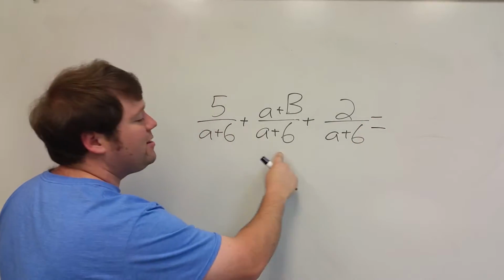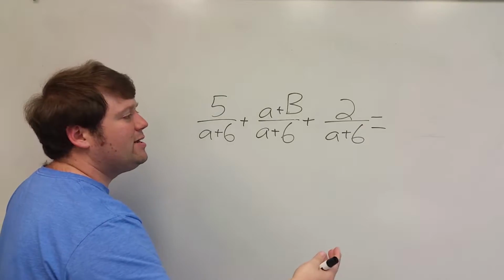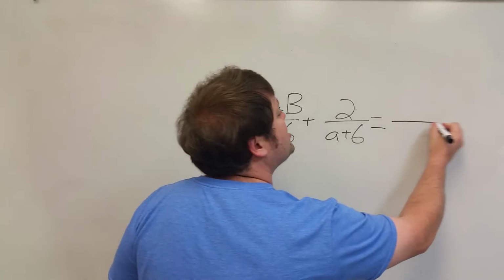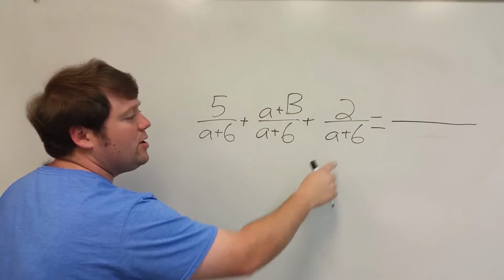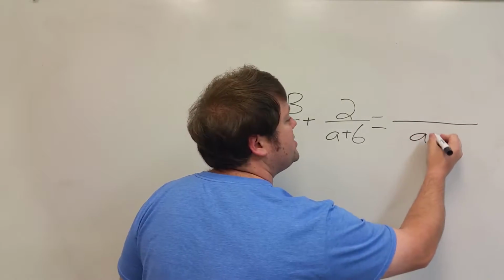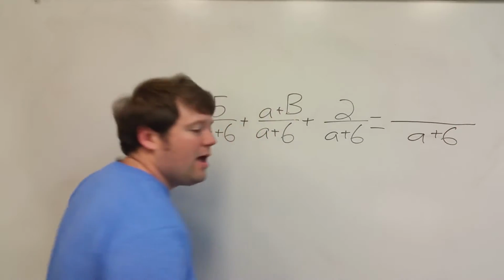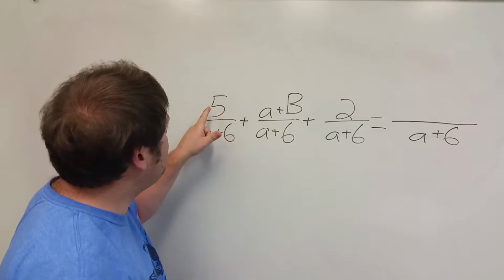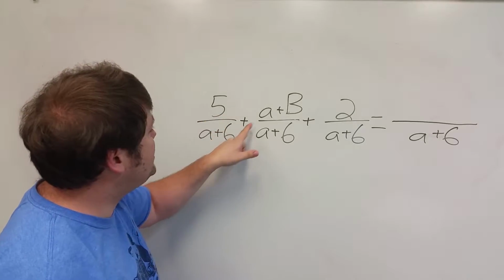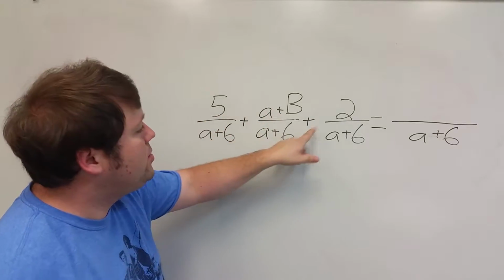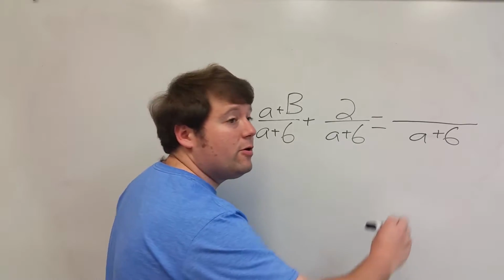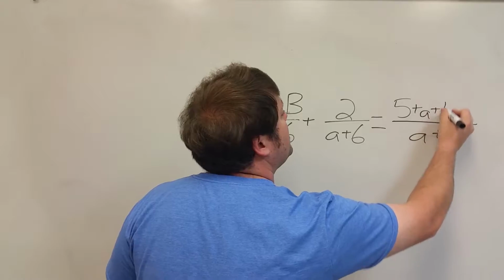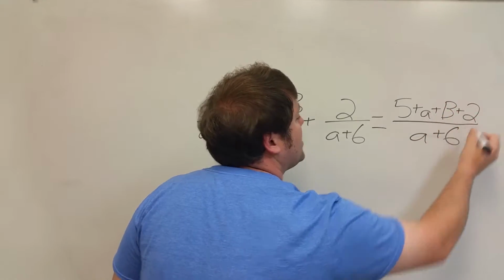So, if we were to add these three things, we're going to end up with another fraction, another rational expression. It's going to have the same denominator the old one did, a plus 6. And for the numerator, we're just going to add what was already there. That means we're going to have 5 plus a plus b plus 2. So that's what we're going to write for our numerator. 5 plus a plus b plus 2.